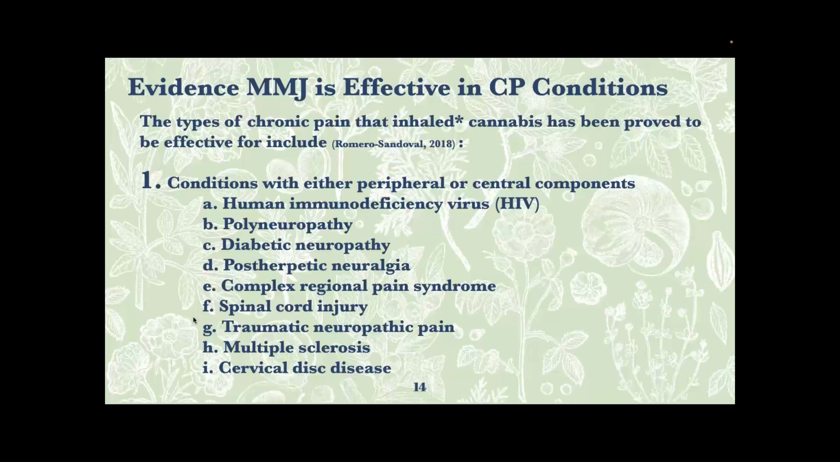So again, CRPS, which involves allodynia and major central sensitization, where people have profound chronic pain that may not be responding to anything else, and medical cannabis is an option. Multiple sclerosis, cervical disc disease. We've obviously heard about epilepsy and Parkinson's and the use of medical cannabis for a number of those disorders, which has been pretty profound and remarkable to see.